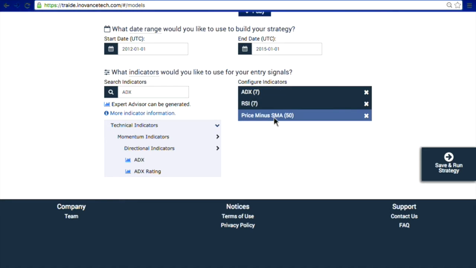So really the strategy makes sense, right? We're going to be looking at where the price is compared to a 50-period simple moving average. So that can give us an idea of a much larger, broader trend. We're going to use a shorter period RSI to help time our entries, and then a short period ADX to make sure there's a lot of momentum behind the price move.